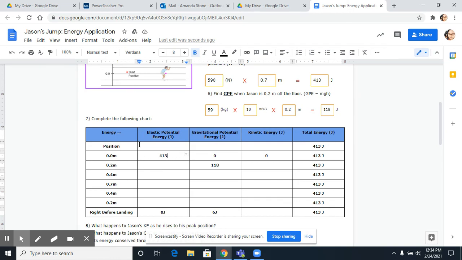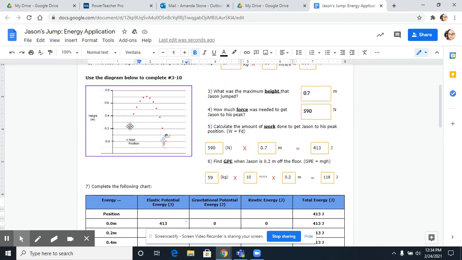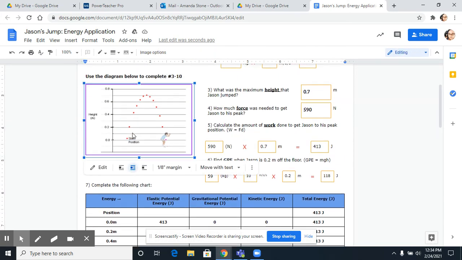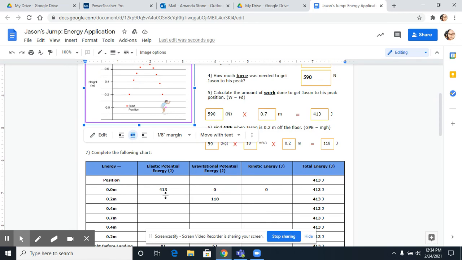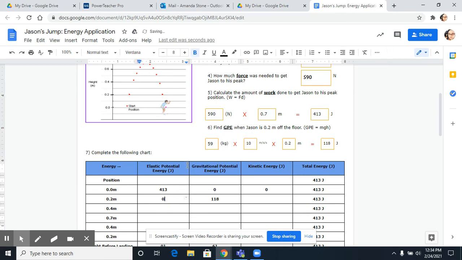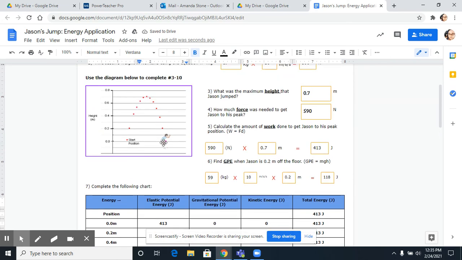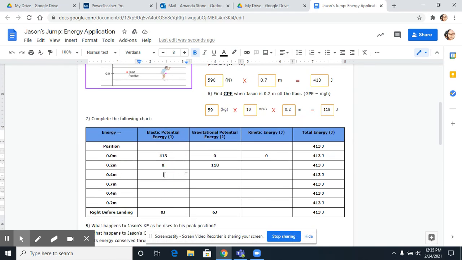Now, once Jason's off the ground and he's at 0.2, he doesn't have elastic energy anymore, because remember, elastic energy is if you're touching something, anything at all. And so if he's not touching the ground anymore and Jason is in the air, that means he has 0 elastic potential energy, which also means throughout the entire jump, Jason has 0 elastic potential energy because he's not touching anything.